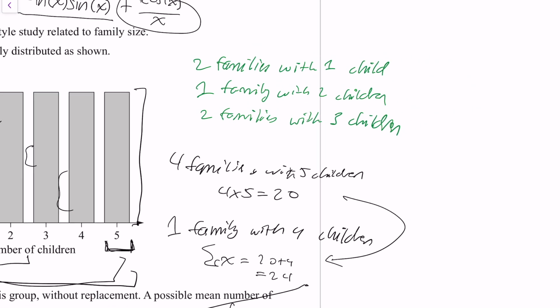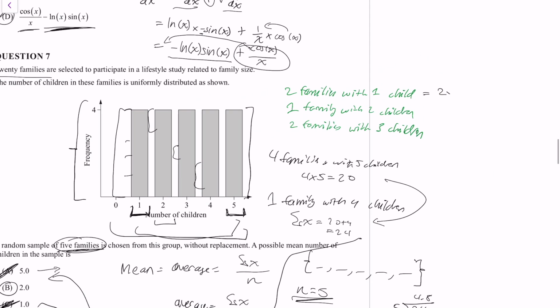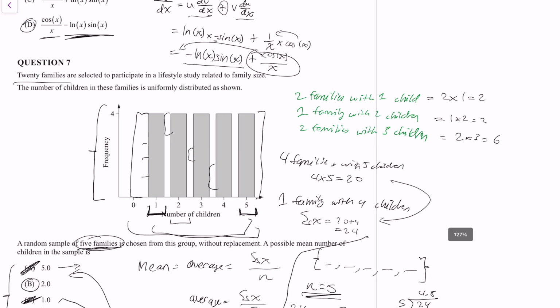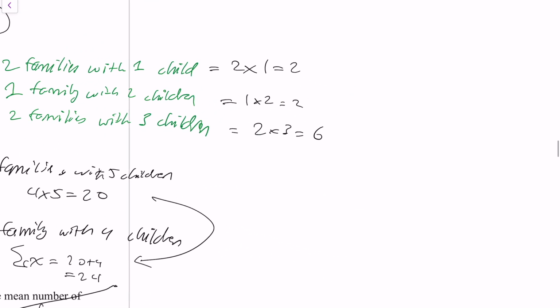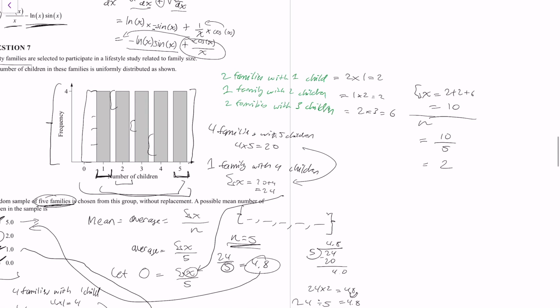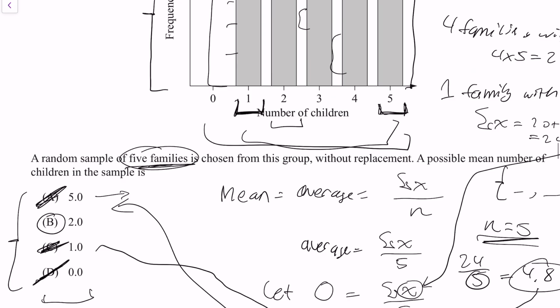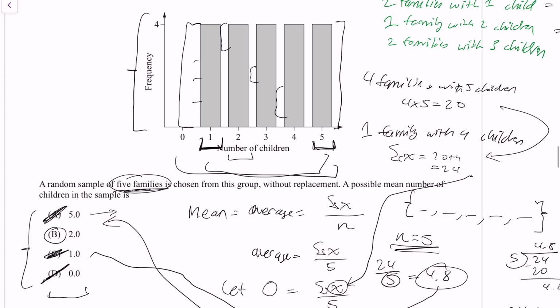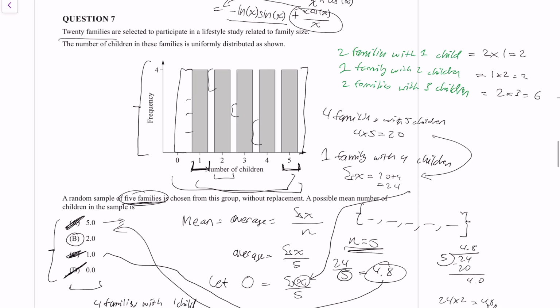I'm just improvising here and just checking if this will work. So this was 2 times 1, which is 2, 1 times 2 is 2, and then 2 times 3 equals 6. I really hope this works. So the total x is going to be 2 plus 2 plus 6, number of children, which is 10. Divide that by the n value, it's just going to be 10 over 5 equals 2. And so about 2.0 to be exact is basically b. So b, 2.0, is a possible mean number of children in the sample.